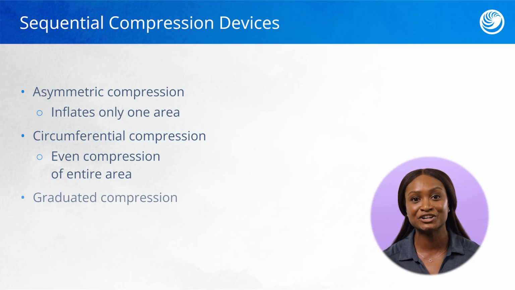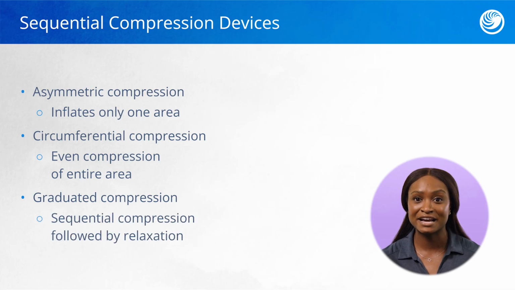And lastly, during graduated compression, the device will inflate the sleeve gradually, increasing the pressure as it extends up the extremity and then gradually releasing the pressure, allowing relaxation.